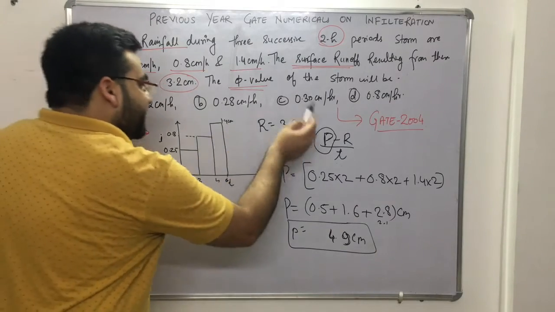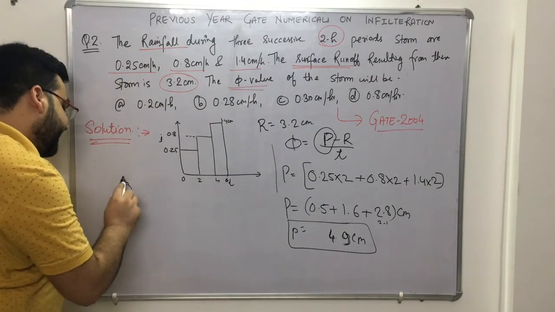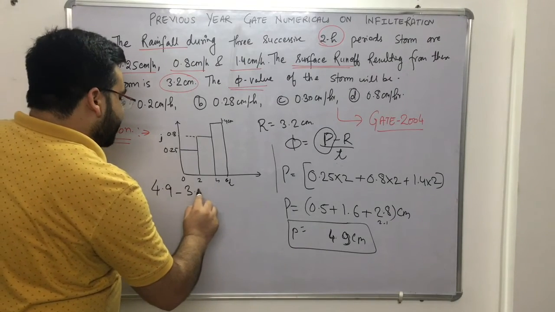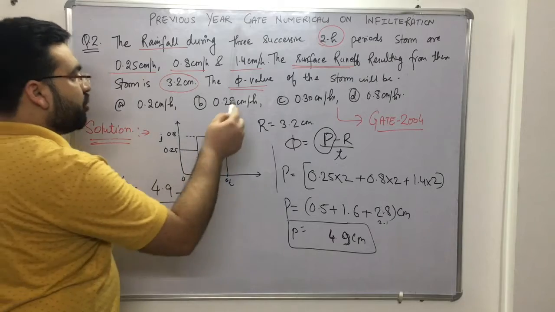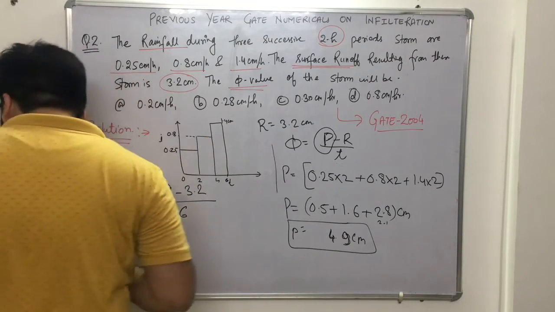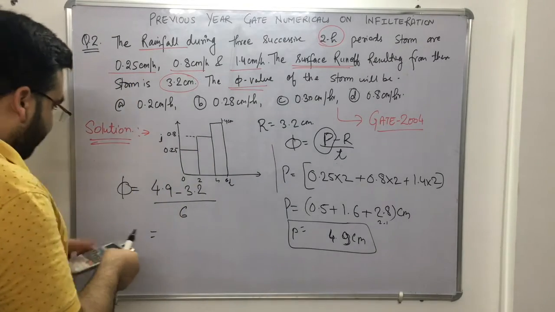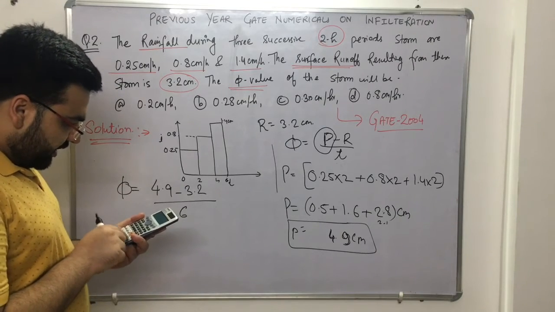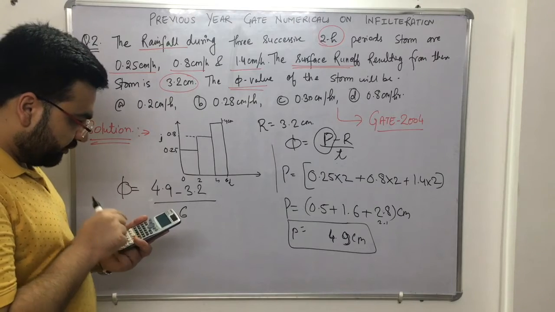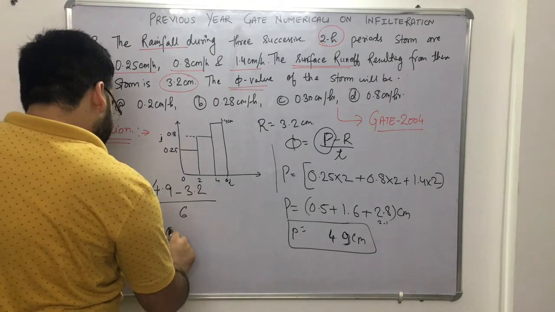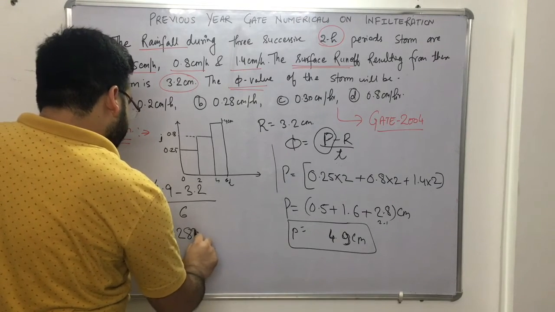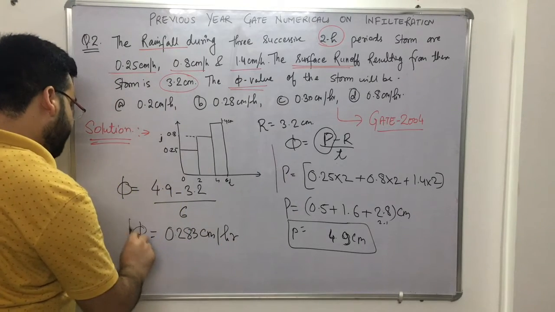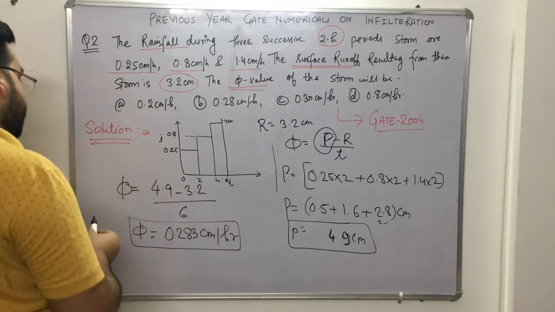So R is already given, this 3.2, right? So phi index will be equal to 4.9 minus 3.2 divided by the time of the storm, which is 6 hours. So how much is it coming? It comes out to be 4.9 minus 3.2 divided by 6, which is 0.283 centimeters per hour.